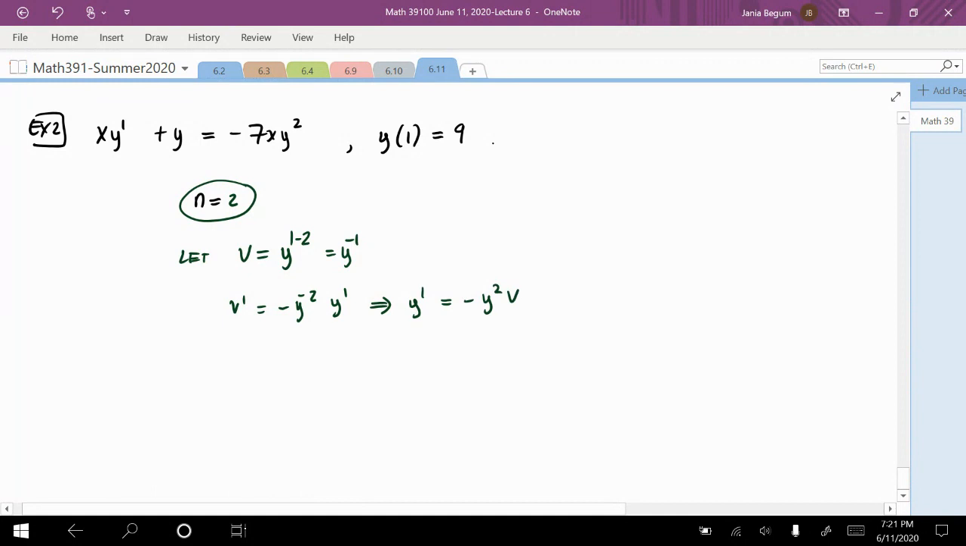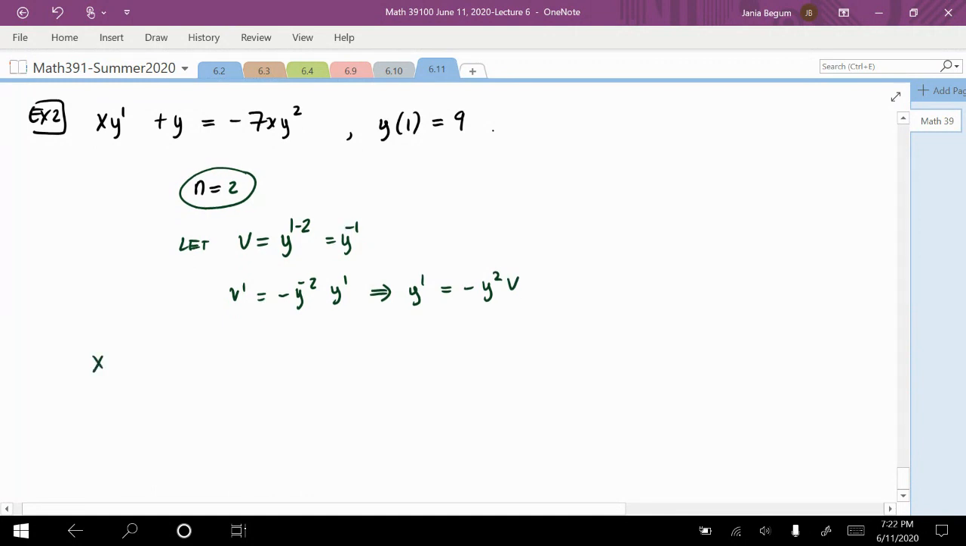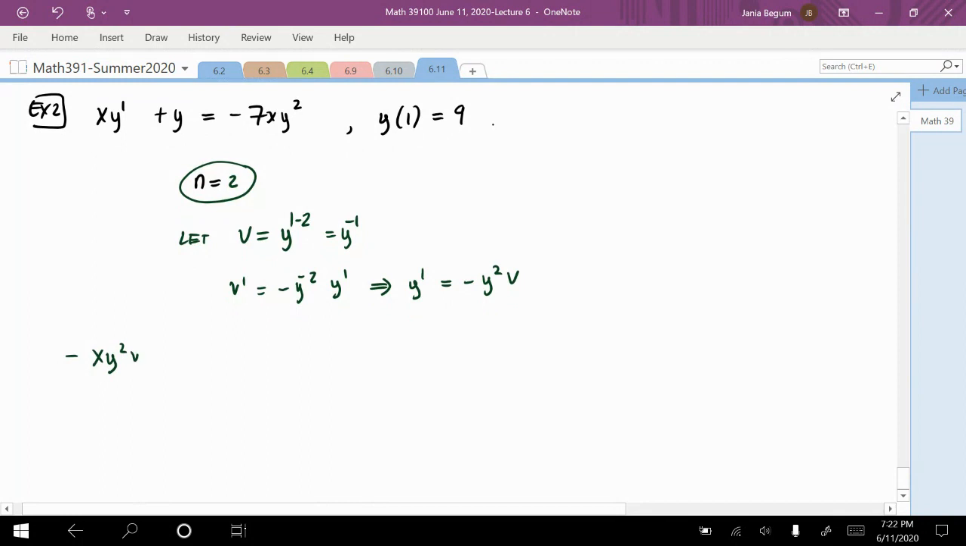And now let's plug these into our original equation. So we have x times y prime, that's going to be replaced with negative y squared v, plus y is equal to negative 7x y squared. And then I'm going to divide by y squared. Oh, I missed the prime notation again. So just be very careful when you guys do that. I'm not being careful. So now I'm going to divide both sides by negative x and y squared, so I have v prime by itself.